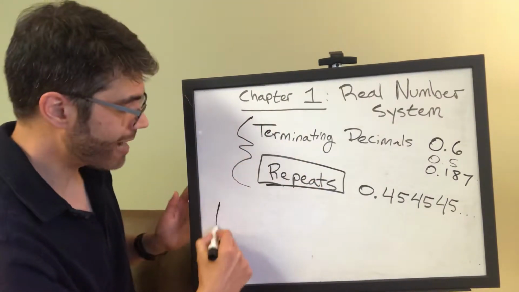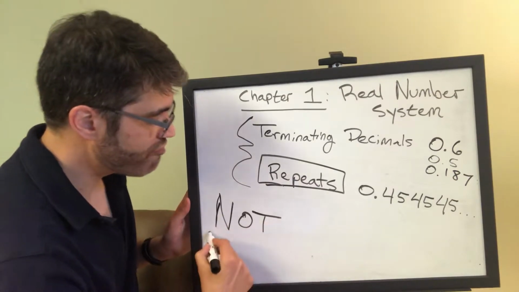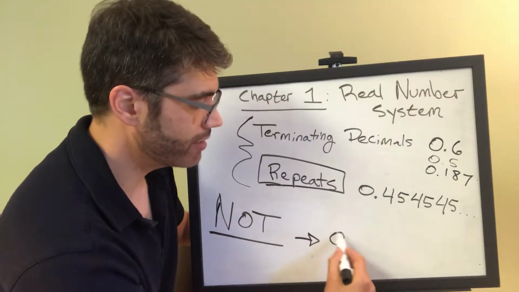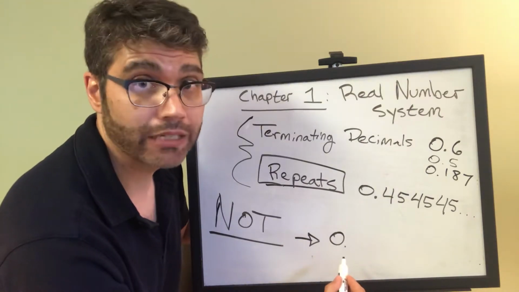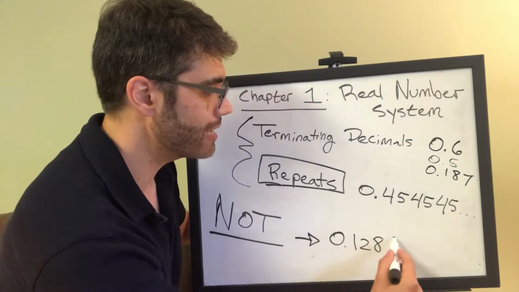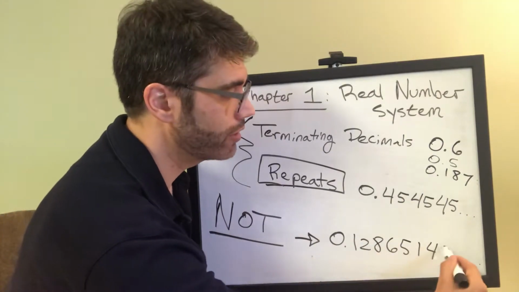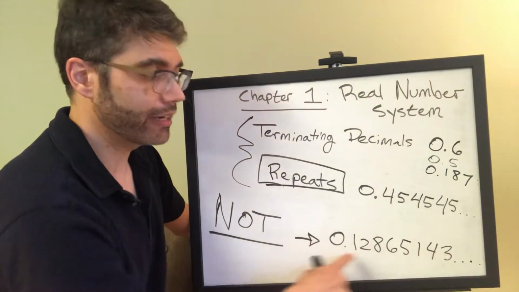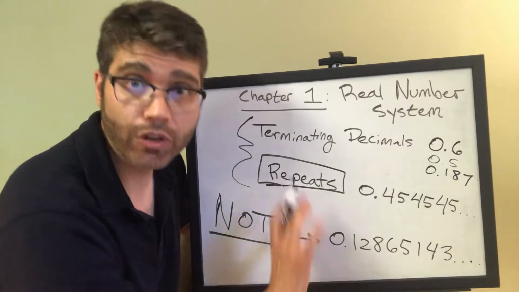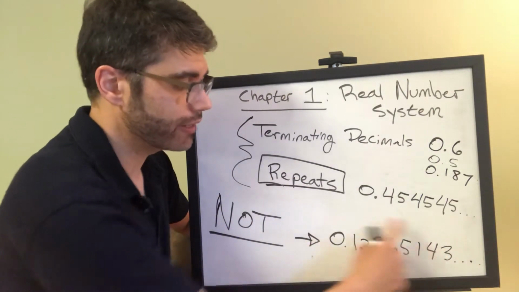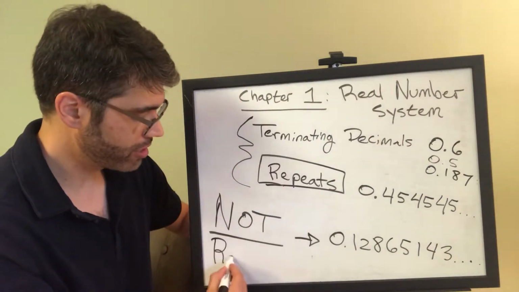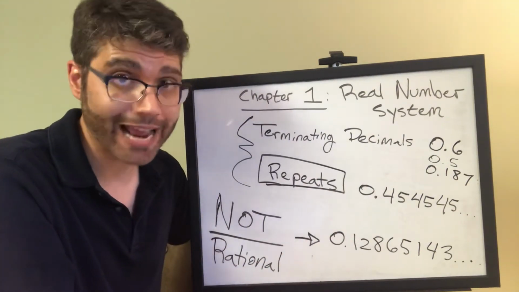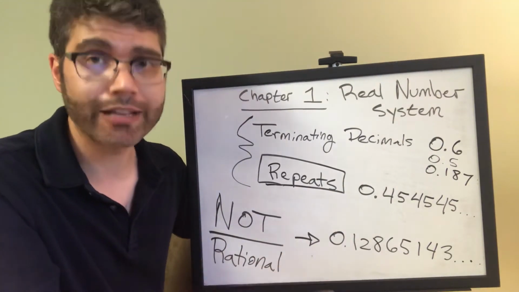It is not rational. A decimal is not rational if it goes on forever, but doesn't repeat. So 1, 2, 8, 6, 5, 1, 4, 3. I am not repeating anything here. I'm putting dots on to show that it goes on forever, but there is no pattern in here. Therefore, this is not a rational decimal. So some decimals are rational and some decimals are not rational.